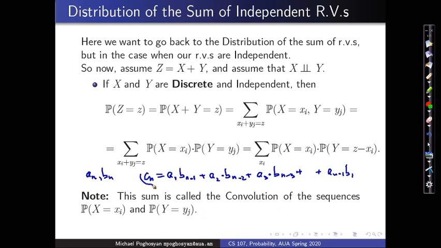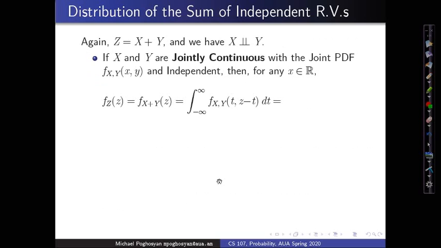This sequence c_n is the convolution of the sequences a_n and b_n. And we have almost this kind of formula for the calculation of this PMF. Of course, usually we do not remember this formula to calculate this probability, but every time we use the idea, using independence, to obtain that.